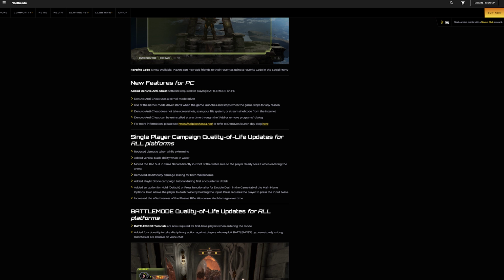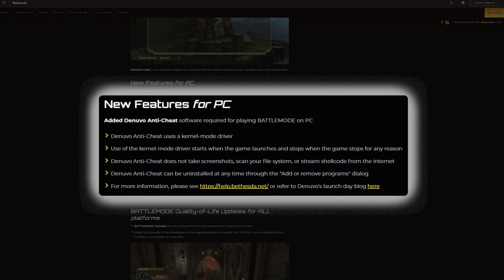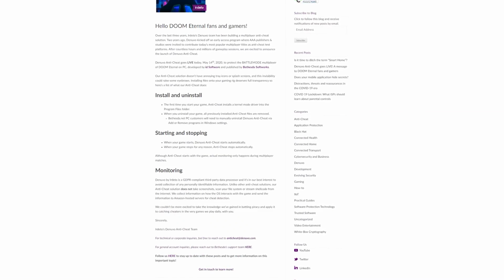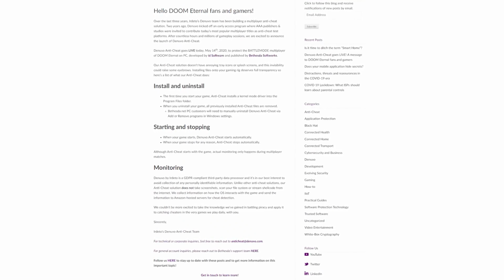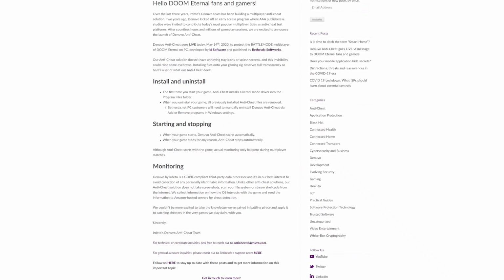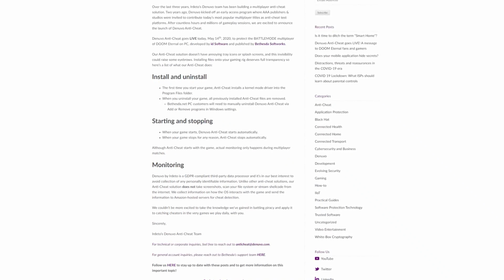On May the 14th, Bethesda announced in a feature update that they would be adding the Denuvo Anti Cheat system for Doom Eternal. This is apparently the flagship launch for Denuvo's new system. This system, as claimed by Denuvo, installs a kernel mode driver on the system, and the anti-cheat system can be uninstalled via the Add or Remove Programs interface in Windows. And let's see how many times I can say system without tripping up.